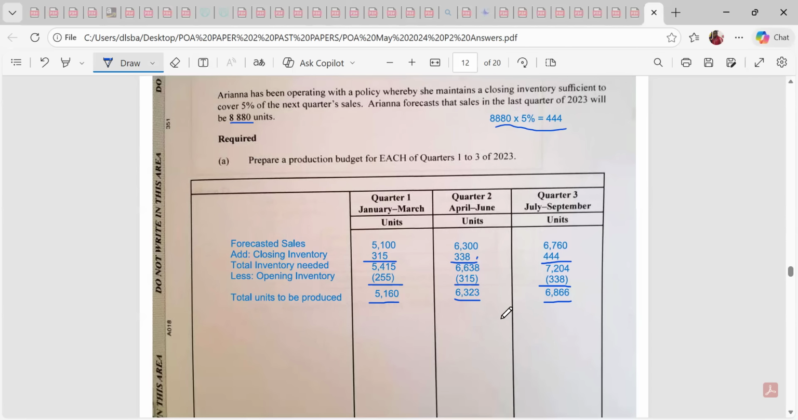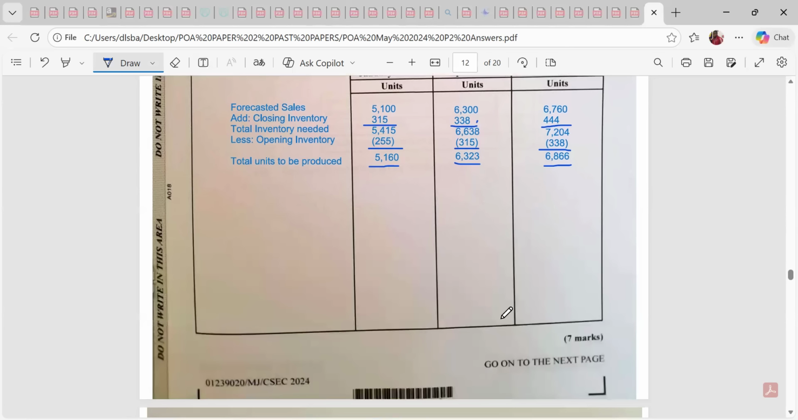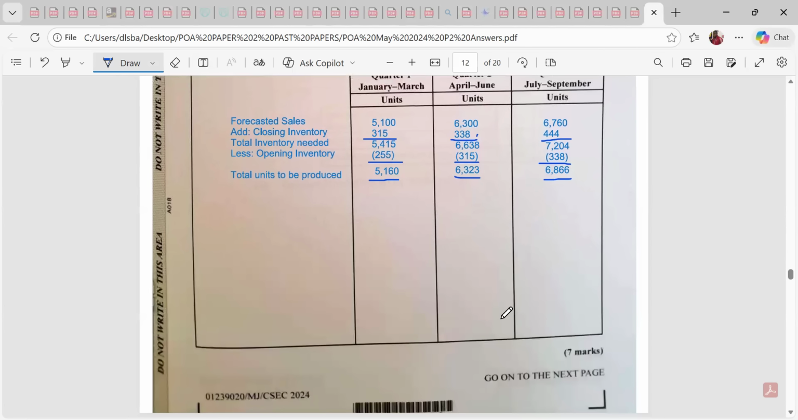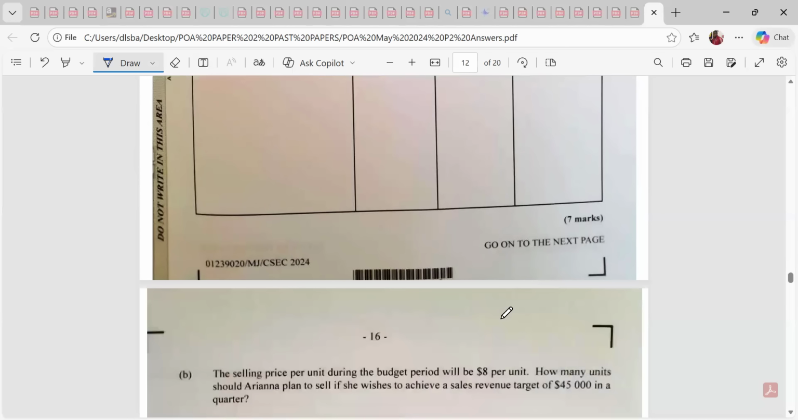All right, so if you get a question like this, follow the rules that they put to a T. You're checking your forecasted amount. You're checking the amount you need to sell that period, the amount you need to produce, sorry. You're checking the amount you need this period. You're checking how much you need to keep as closing stock. And then you're checking to see how much you have already. All right, that was 7 marks.